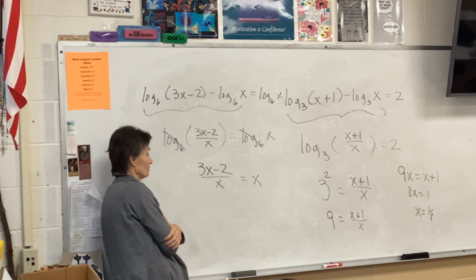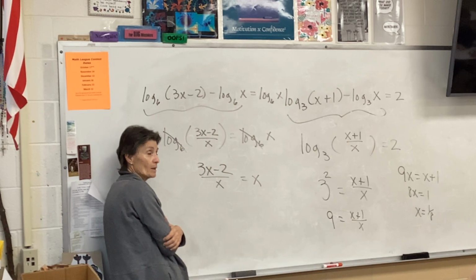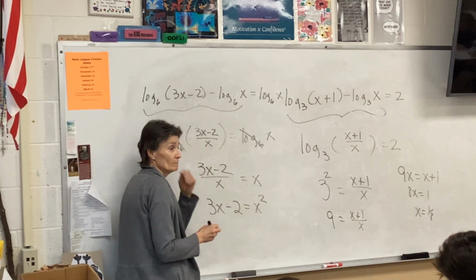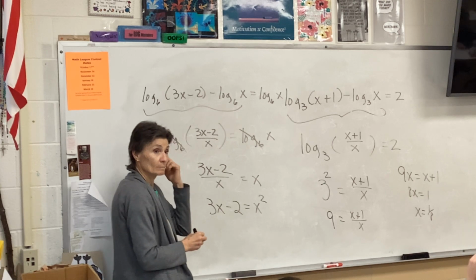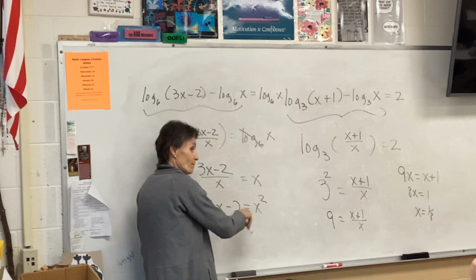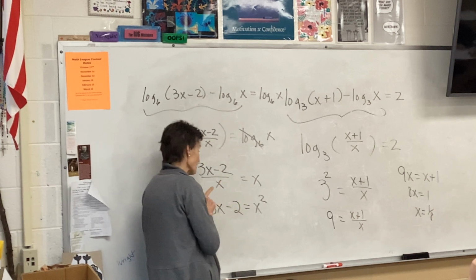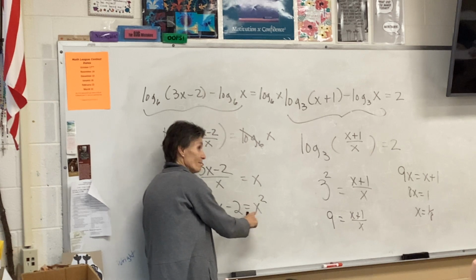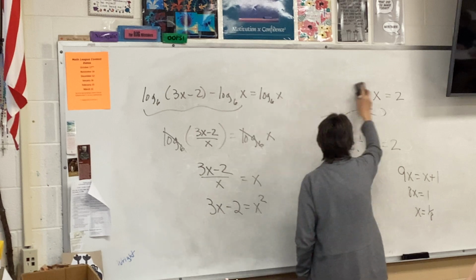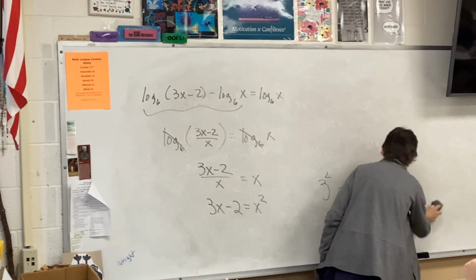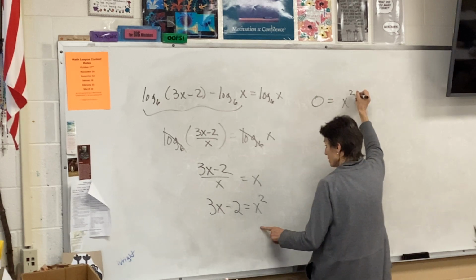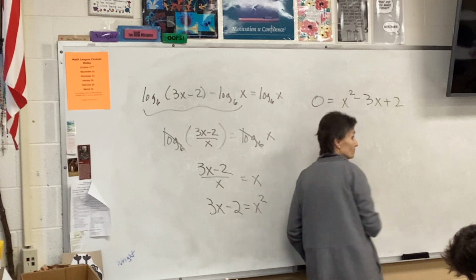We can multiply the x over, so 3x minus 2 equals x squared. Oh my gosh, we have a quadratic. Move everything to one side. I think I'll go that way because I like to keep that positive, but it doesn't really matter. You just have to have a 0. So I'm gonna go ahead and move everything. So I end up with x squared minus 3x plus 2.